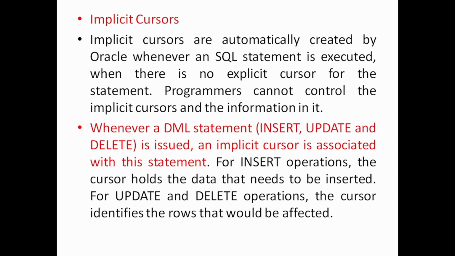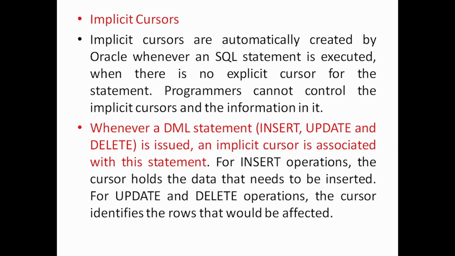We have two kinds of cursors, as I said before. The first one is the implicit cursor. Implicit cursors are automatically created by the Oracle software. We do not create them; the Oracle or database software creates the cursors. Whenever you execute statements, for example insert, update or delete, whatever queries you execute, at the background process it will be created automatically. So programmers cannot control the implicit cursors and the information in them.